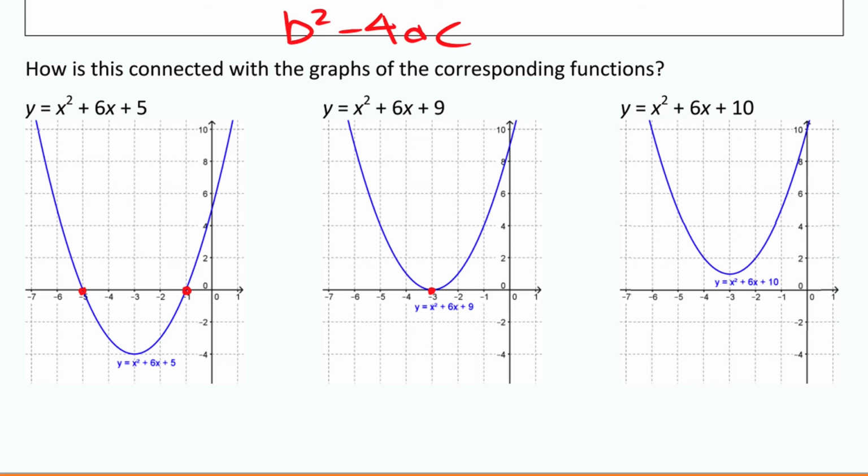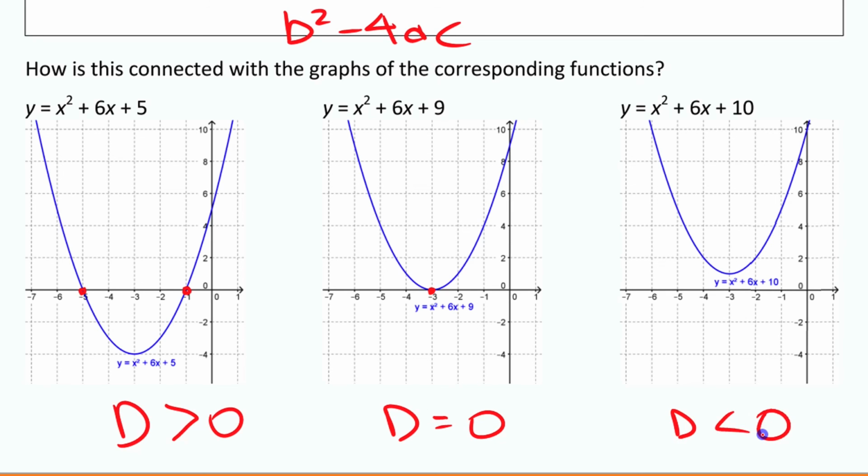All right, in each of these cases, the discriminant greater than 0 meant it had 2 solutions. The discriminant equal to 0 had 1 solution. The discriminant less than 0, negative, had no solutions. All right, that is using the discriminant, this part underneath the square root sign in the quadratic formula, to predict how many solutions a quadratic equation has, or how many x-intercepts a quadratic function has.